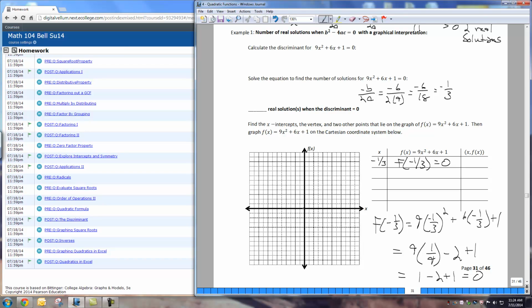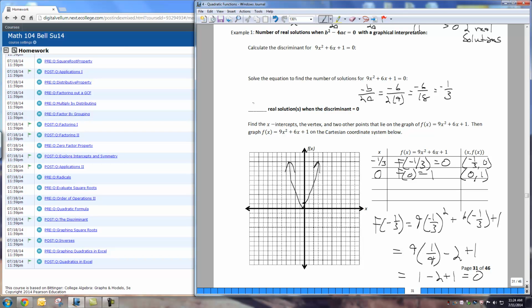So you notice the vertex of this parabola is going to occur right here. And then when x is 0, so the y-intercept, f of 0 equals 1. So our 2 points here are negative 1/3 comma 0. There's our x-intercept, and our y-intercept is the point 0 comma 1. So this is what the graph looks like.